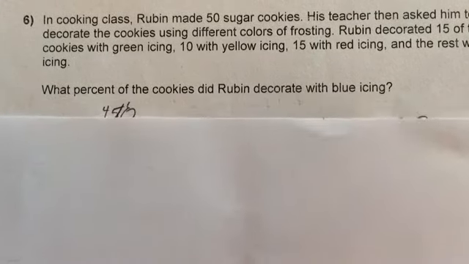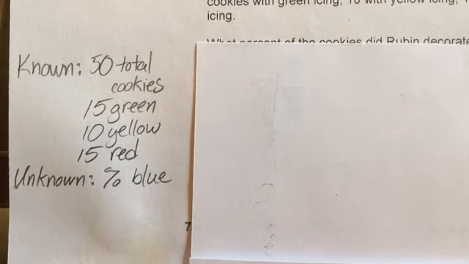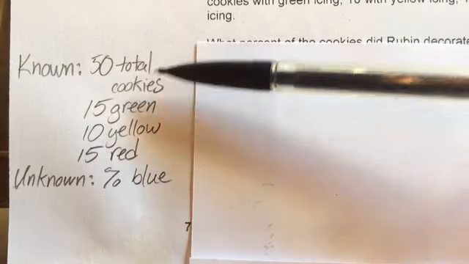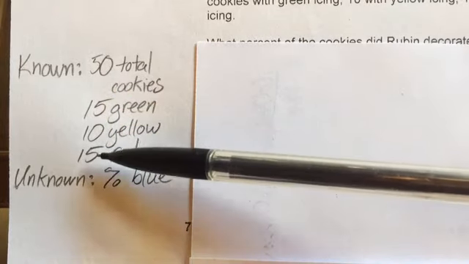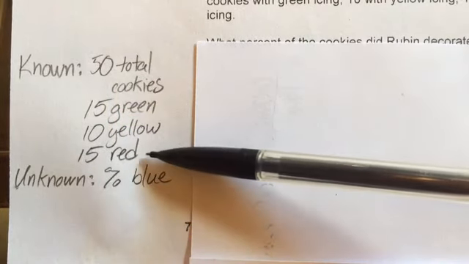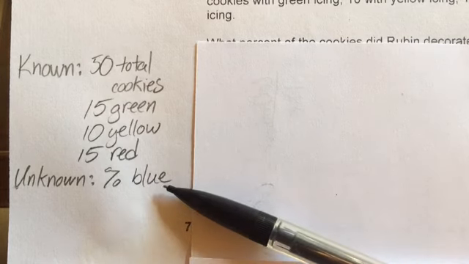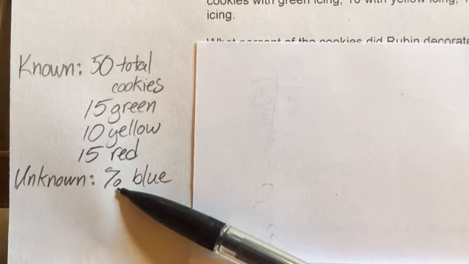Let's set up our known and our unknown. What do I know? 50 total cookies. I don't know what percent is blue. But I do know that 15 of these 50 are green, 10 of these 50 are yellow, and 15 of these 50 are red. Whatever's left over is going to be blue. But I'm not just looking for the number of cookies that are blue. I'm looking for the percent of cookies that are blue.